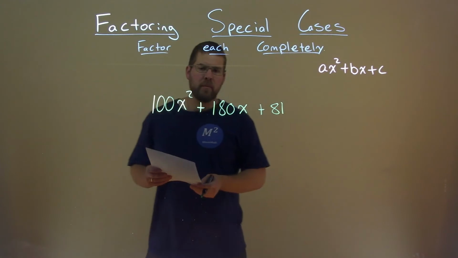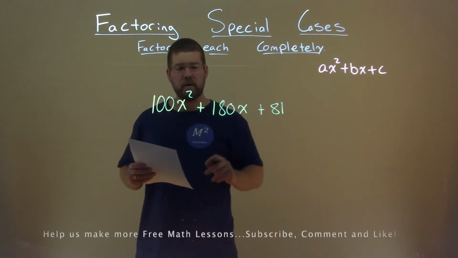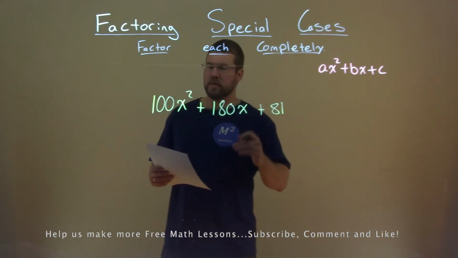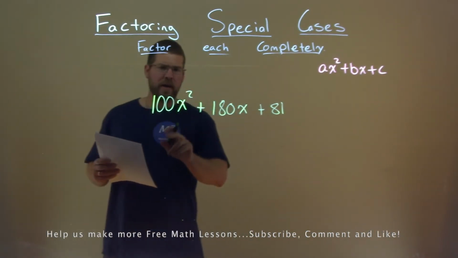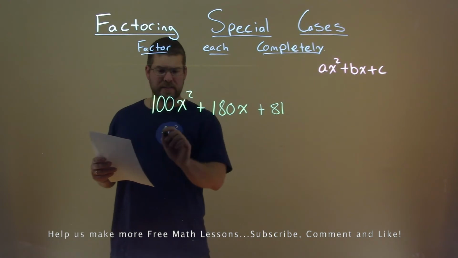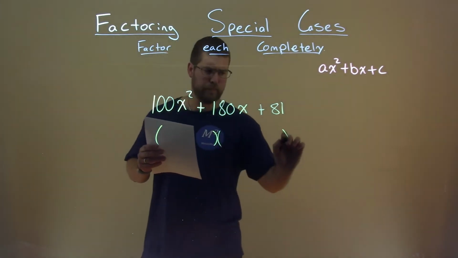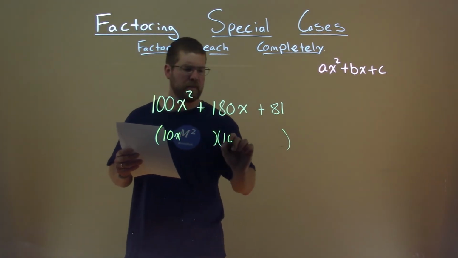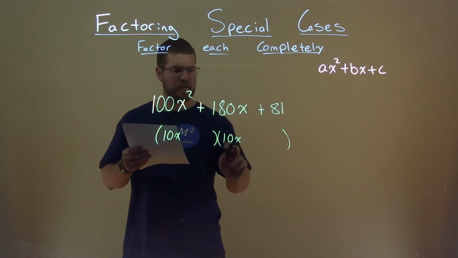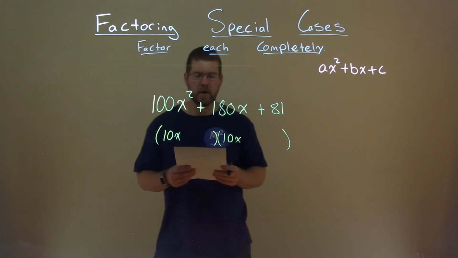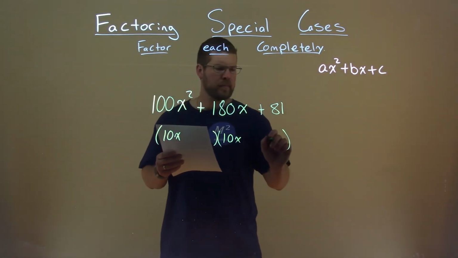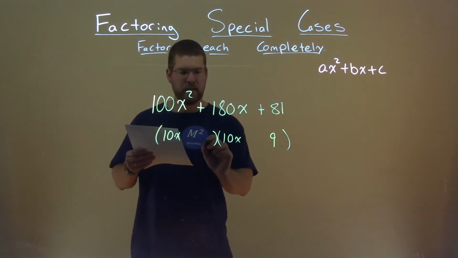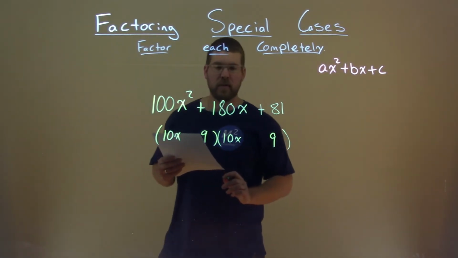We're given this problem right here. 100x squared plus 180x plus 81, and we want to factor this completely. Well, notice my a value is 100. Square root of 100 is 10, so it's a perfect square, especially with the x squared. So if we have 10x here and 10x here, 10x times 10x gives me 100x squared. What about the 81? Well, square root of 81 is 9. So we have a 9 here and a 9 here. 9 times 9 is 81.